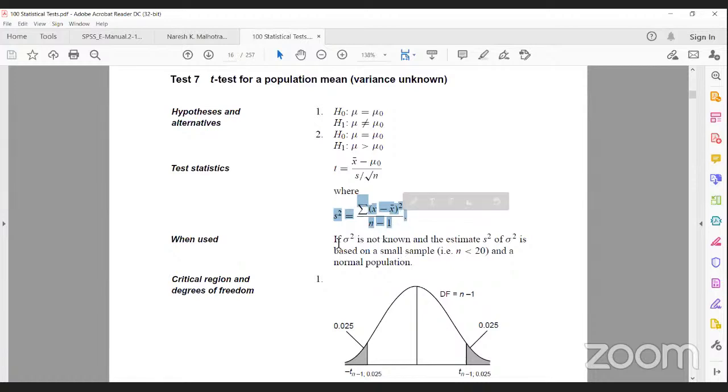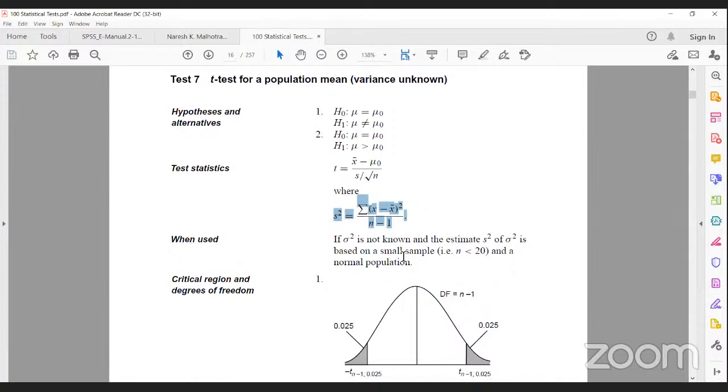We use this when sigma square, the population variance, is not known, and the estimate s square of sigma square is based on a small sample. n is less than 20; they have given 20, but we can take up to 30 also. n is less than 30, and a normal distribution. We assume that the variances are equal for both the cases.